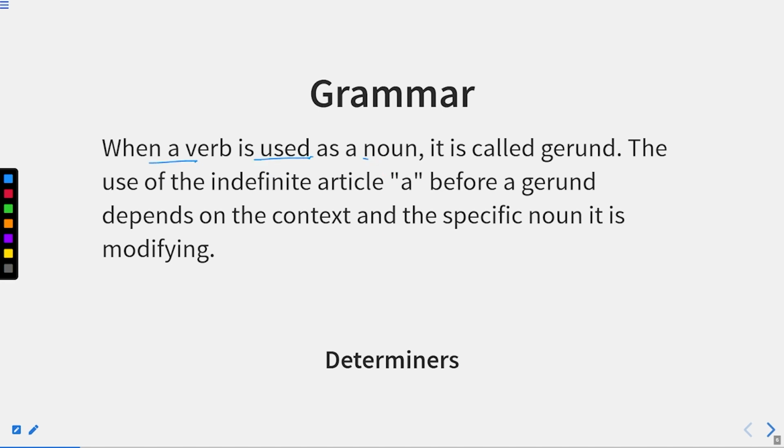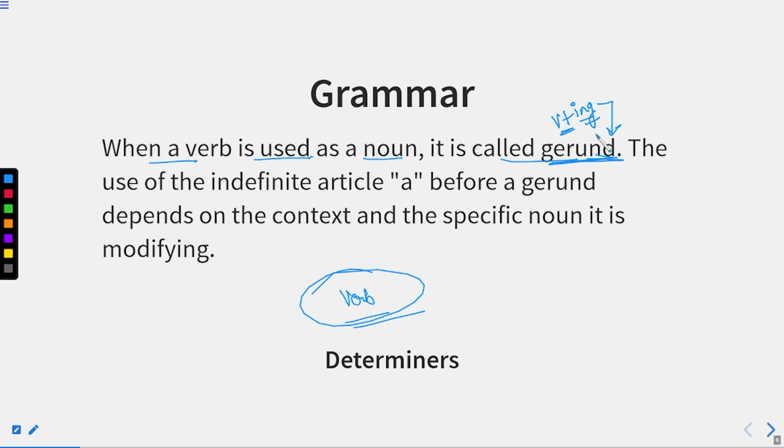When a verb is used as a noun, it is called gerund. Now there is another more important thing. Whenever we have a verb, any word which looks like a verb and behaves like a noun, that is known as gerund. But there is a condition for gerund. If there is verb plus ing, then only it is gerund.